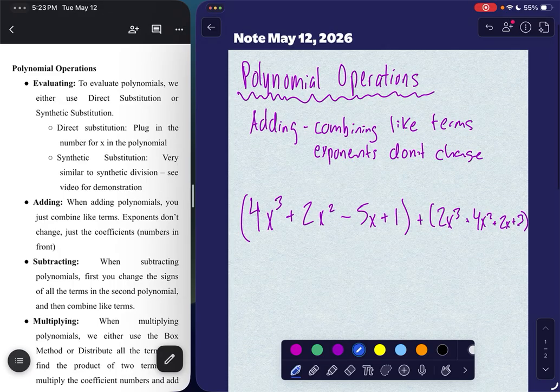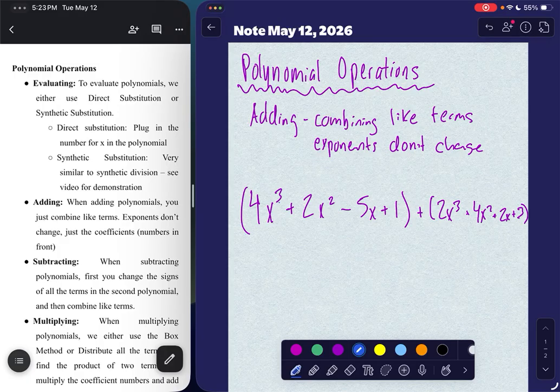So now we're just matching the exponents, right? So we have an x to the 3 and an x to the 3. So I'm going to add these two numbers together. 4 plus 2 is going to give me 6, and then we're going to keep the x to the 3 the same. Then we have x to the 2 here and x to the 2 here, so 2 plus 4 is also going to give us 6x squared. And then we're going to do negative 5x plus 2x. That's going to give us a negative 3x. And then 1 plus 3 is going to give us a plus 4. And that is our answer.